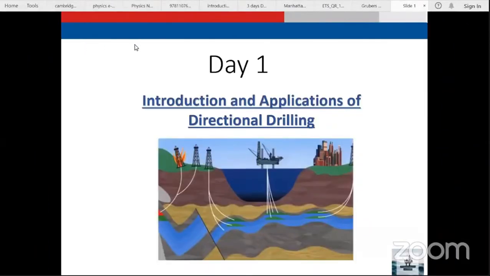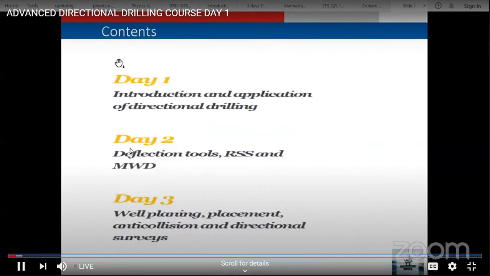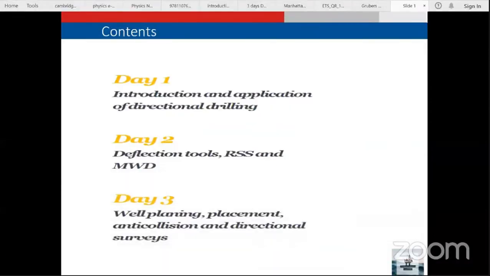Our course, Advanced Directional Drilling. We will divide it, as mentioned before, into 2-3 days. First day, we'll cover an introduction about directional drilling, why we do directional drilling, and the different applications.